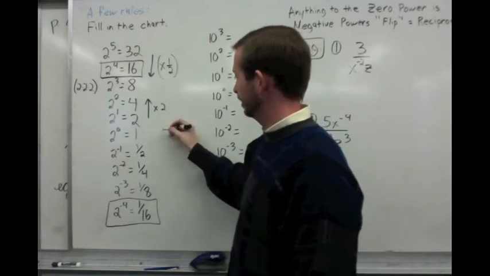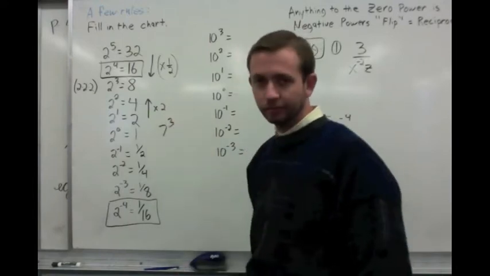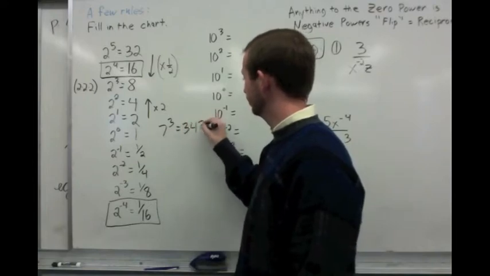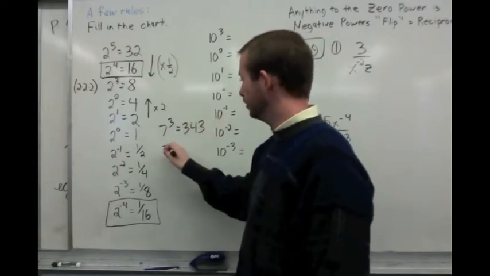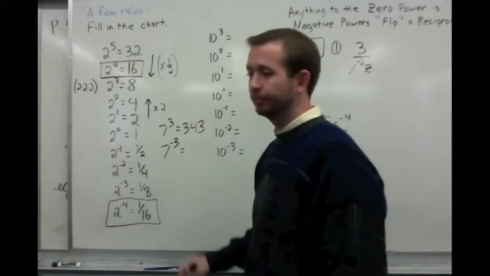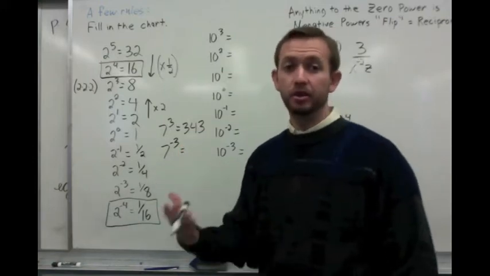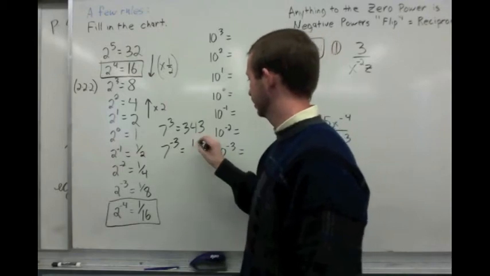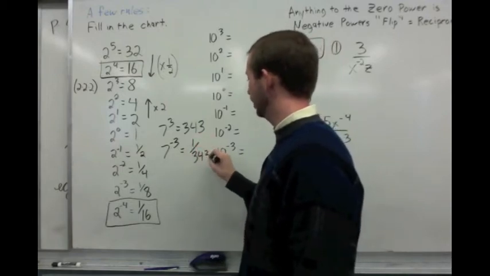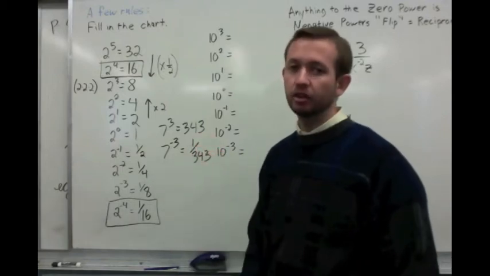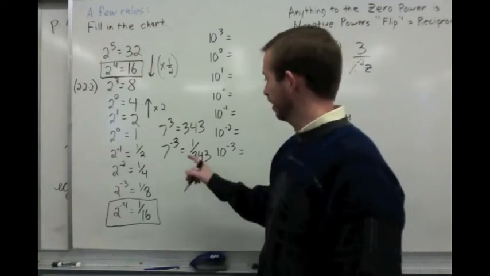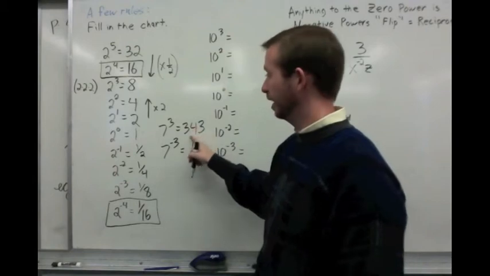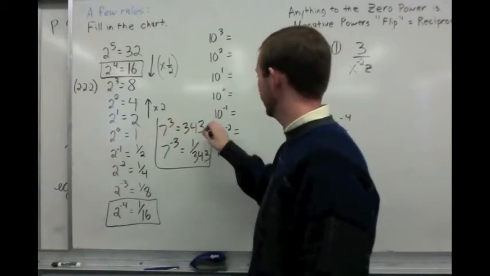I like to say something like this. 7 to the 3rd, anyone know what that is? It's 343. What do you think 7 to the negative 3rd is? If you can answer that, then you understand the concept that I'm trying to address right now. 1 over 343. That's the whole point of this concept right now, that a negative exponent would reciprocate what the positive is. Okay? So keep that in mind.